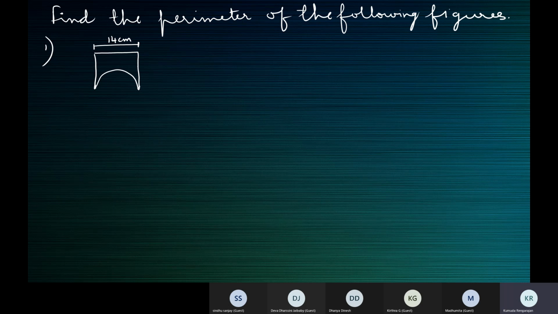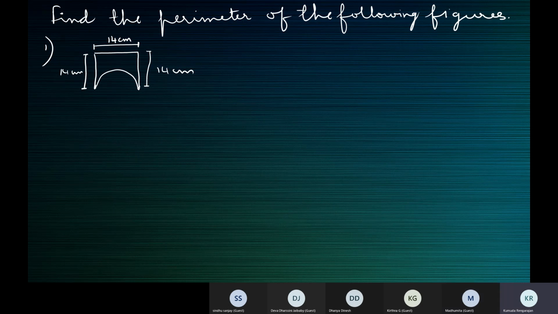Now, what are the lengths of the 3 line segments? It's all the same, children. It's a square. 14 centimeters, ma'am. 14, 14, 14. Correct? That gives 42. What's the length of the semicircle?